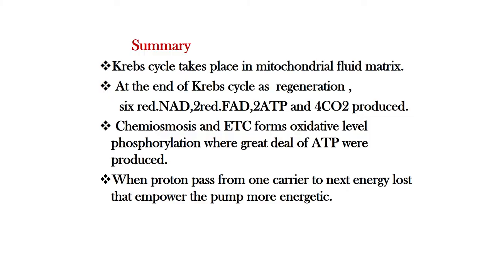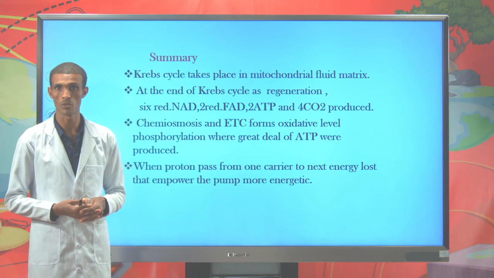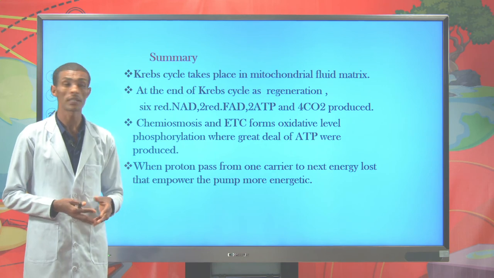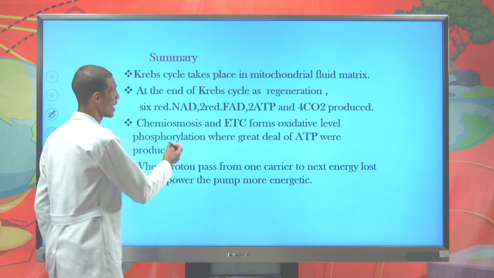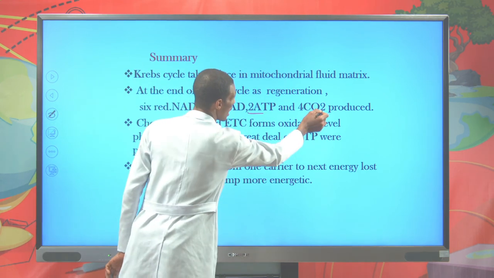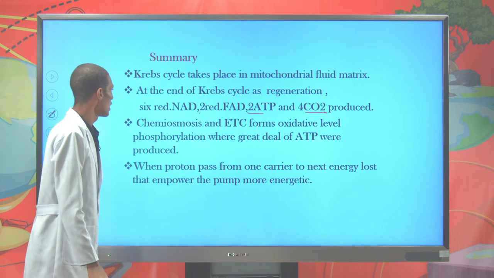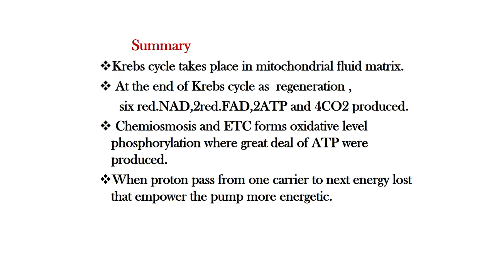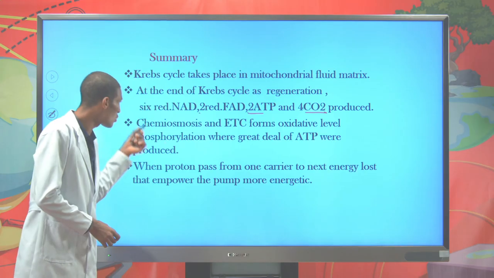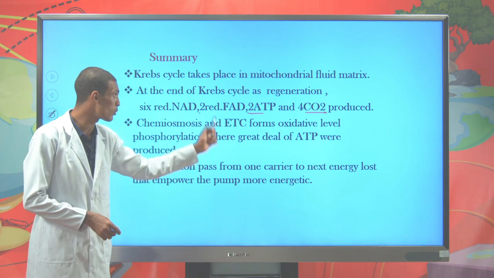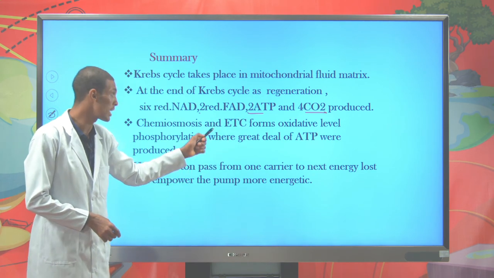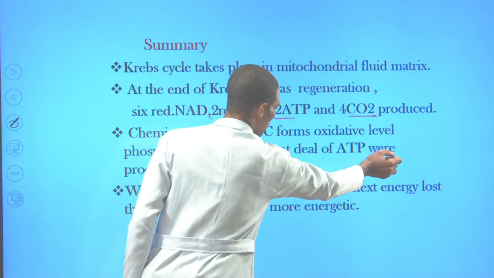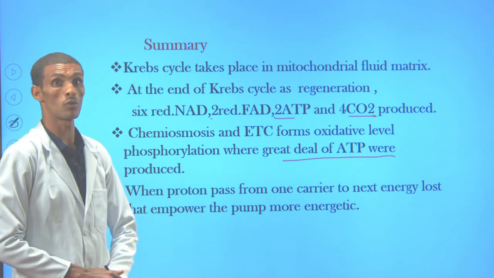Generally, student, in today's lesson, we have seen some reactions that take place in the fluid matrix of mitochondria, which is the Krebs cycle. During the Krebs cycle, after regeneration of the original oxaloacetate, we obtain 6 reduced NAD, 2 reduced FAD, 2 ATP by substrate level phosphorylation, and 4 carbon dioxide molecules. And then again, oxidative phosphorylation includes both chemiosmosis, the passing of protons through ATP synthase, and the electron transport chain, the transfer of electrons from one carrier to another, which is a great reason for production of enormous ATP, which takes place in the mitochondrial inner membrane.